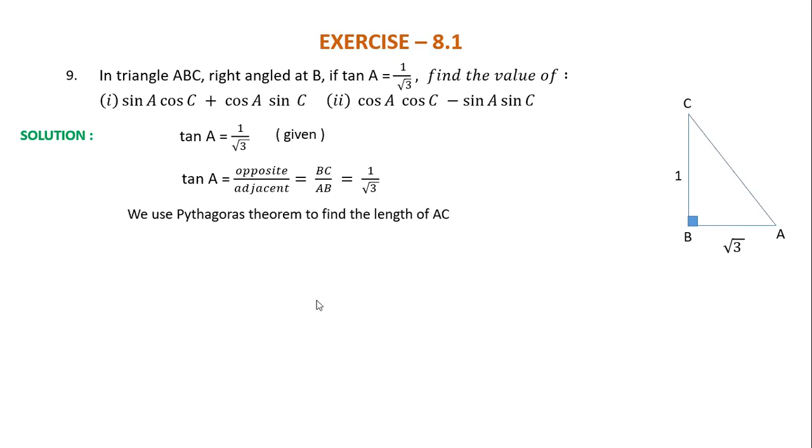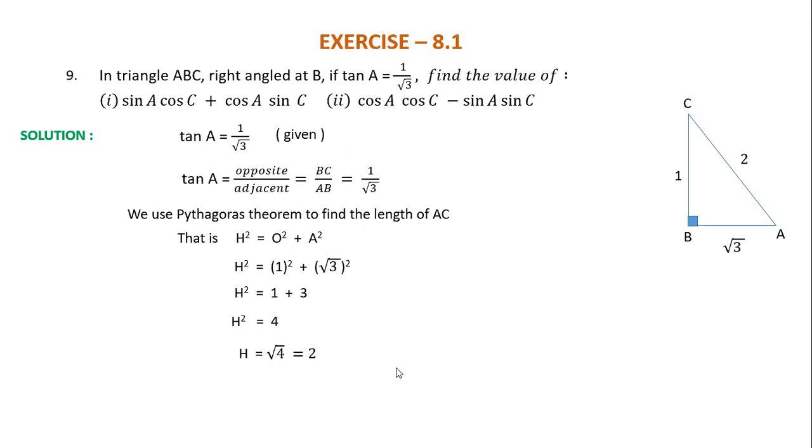Now, by using Pythagoras theorem, we calculate AC. H square is equal to O square plus A square. This is O, this is A. O is 1, A is root 3. So let's put it here. 1 square plus root 3 square, that is 1 plus 3. Therefore, H square is 4. So H is equal to square root of 4, that is 2. That means this length is 2.